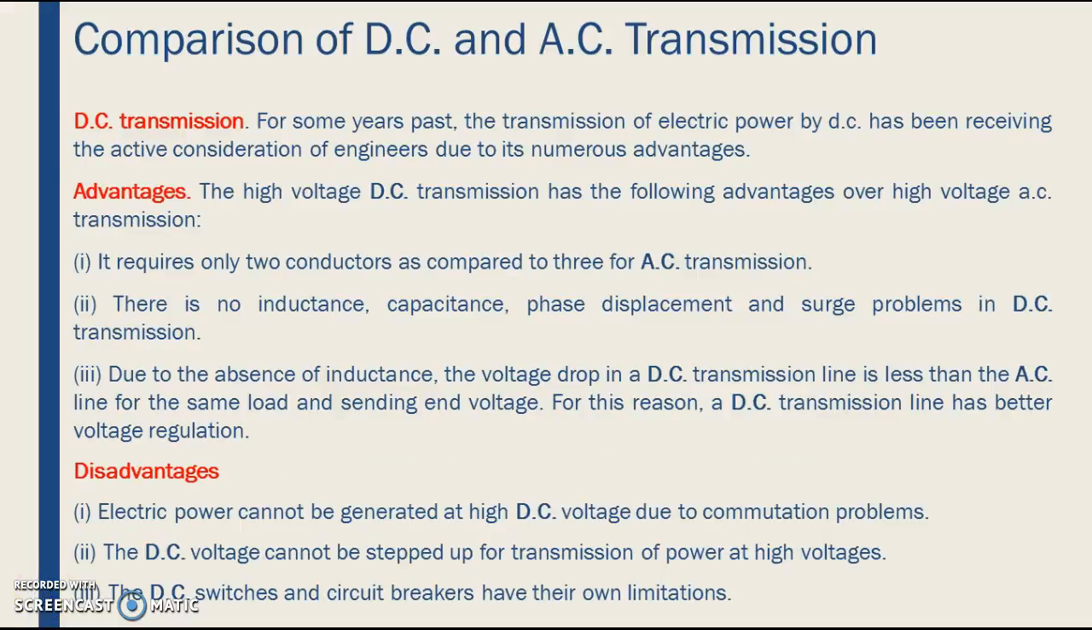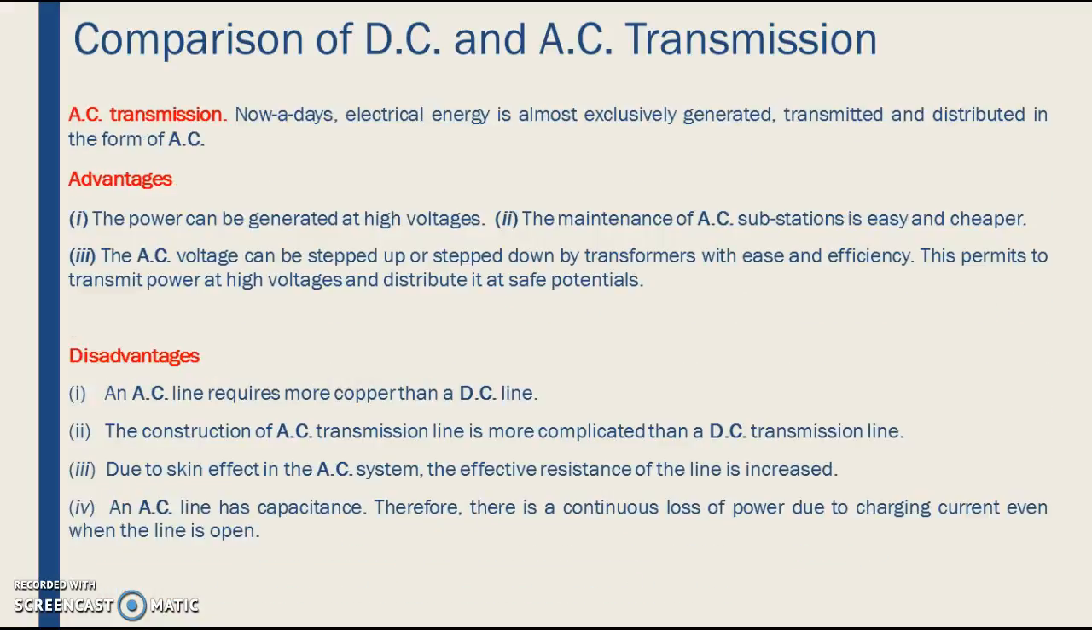Now we discuss the disadvantages of AC and DC transmission system. Now we go with the DC transmission system. The disadvantages of the DC transmission system are that electrical power cannot be generated at high DC voltage due to commutation problems. The DC voltage cannot be stepped up for transmission of higher power voltages. DC switches and circuit breakers have their own limitations.